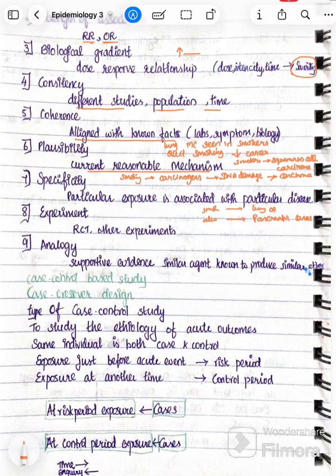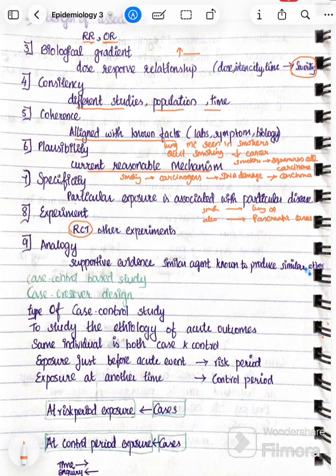But we can't tell that smoking only causes lung cancer. Smoking can cause oral cancer as well. So specificity is the weakest criterion. It is not always applicable. Now, experiment. There should be experimental study results to prove that the results are correct.